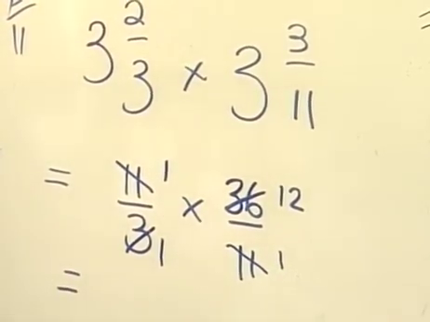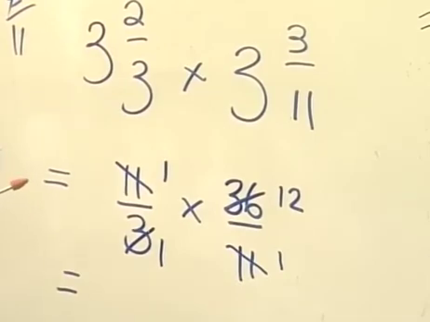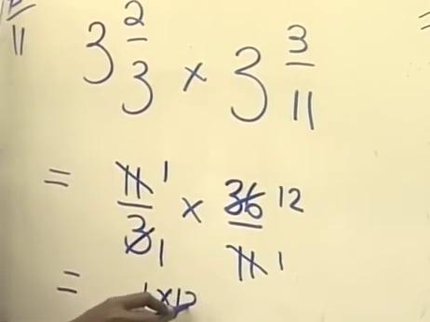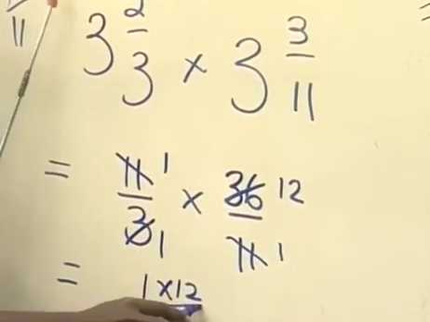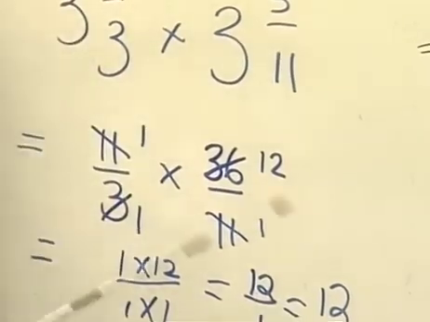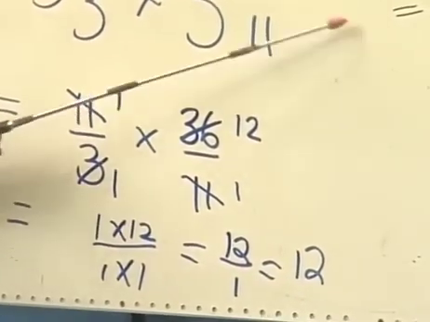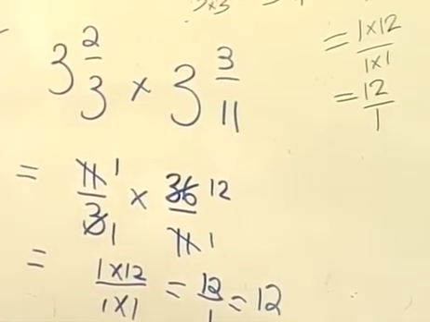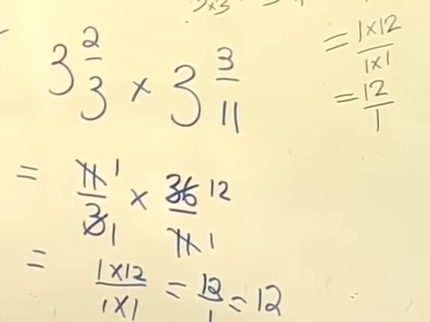So, what do we do next? Multiply the numerators and the denominators. So 1 times 12 is 12, 1 times 1 is 1, so it is 12 over 1, which is equal to 12 whole. Natasha got her answer as 12 whole. 12 over 1 is the same as 12. Hands up if you got 12. Hands straight up. Okay, very good. Hands down.